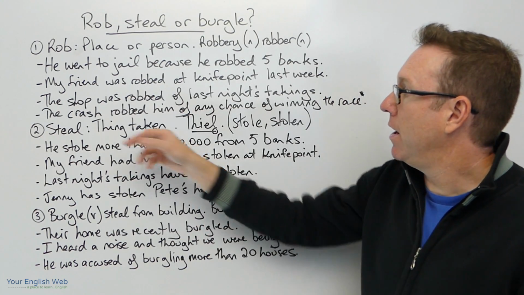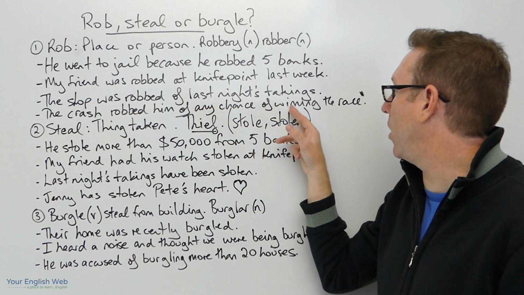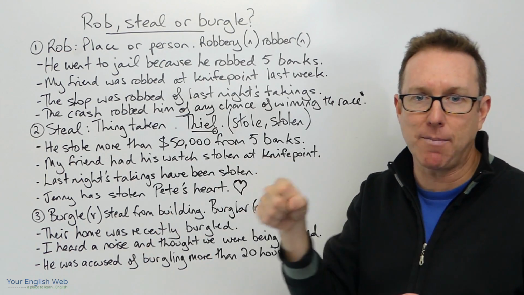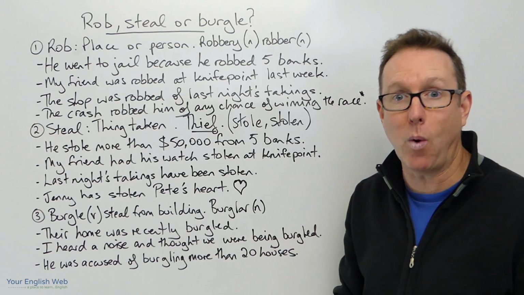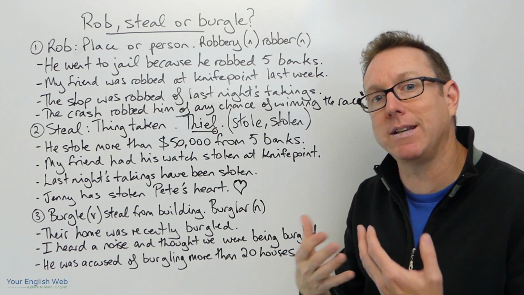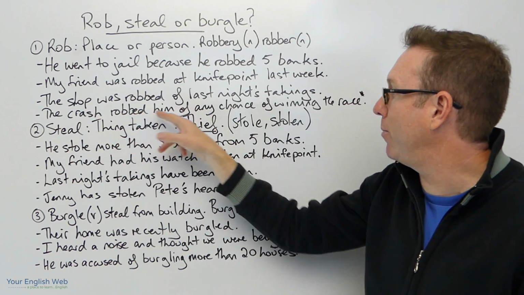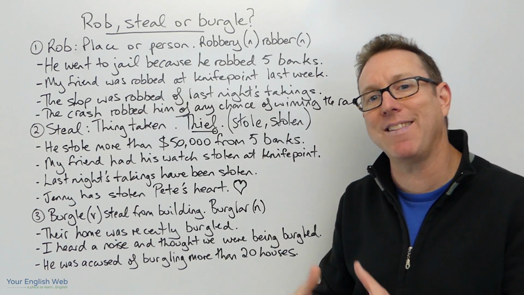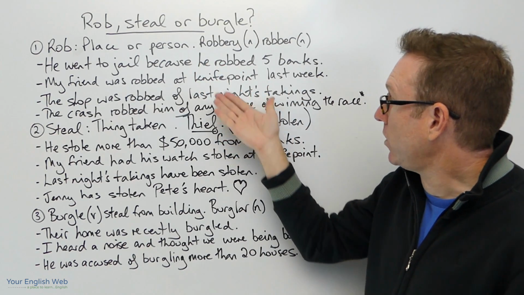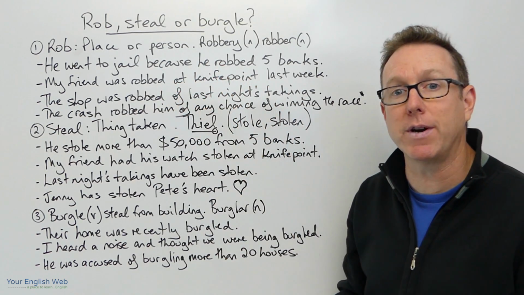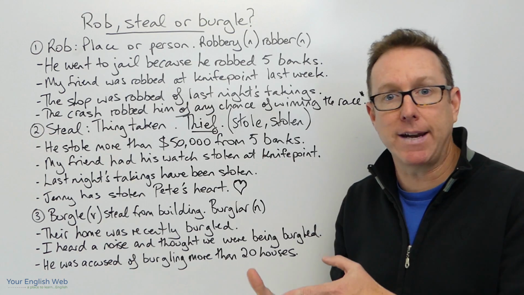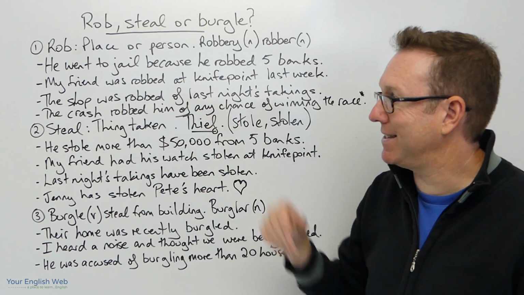The next example, the crash robbed him of any chance of winning the race. Now, this sense doesn't mean that you take money or another possession away from somebody. Here, we're talking more in the sense of deny, okay? The crash denied him or robbed him of any chance of winning the race. So we can use it in that sense as well. We can talk about money being robbed, or if somebody's watch is robbed, and we can also use it in the sense that somebody was denied something.